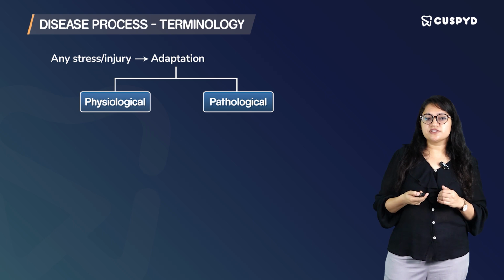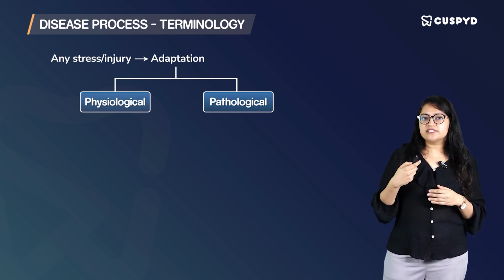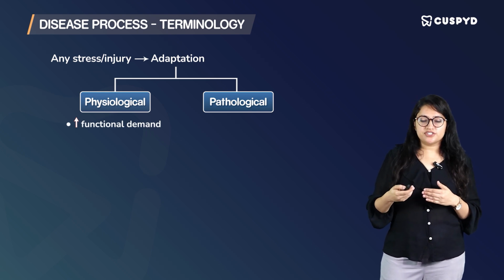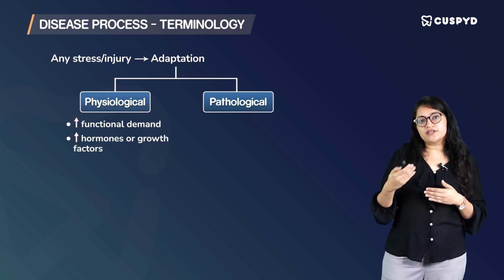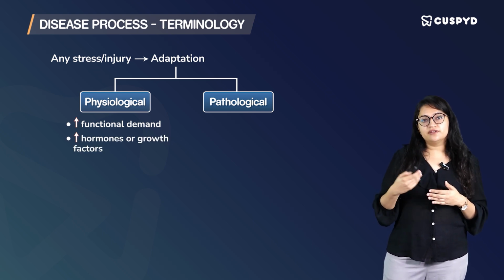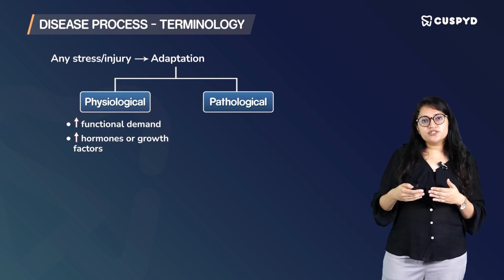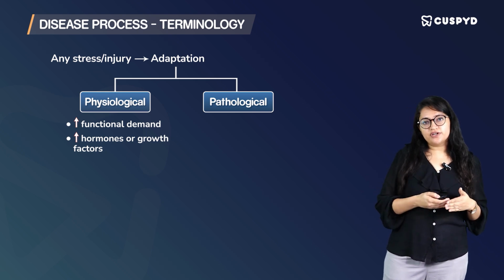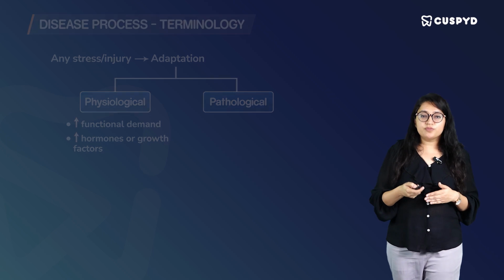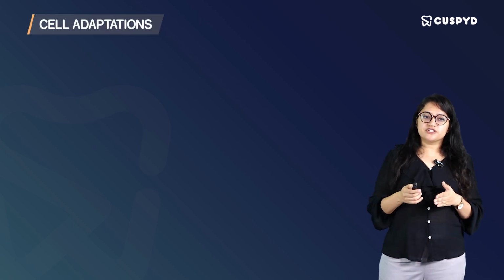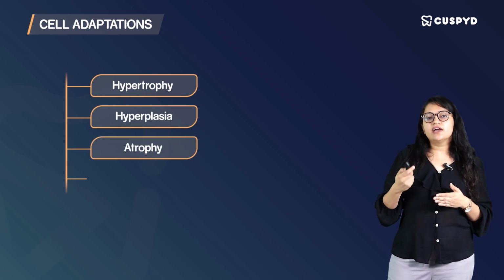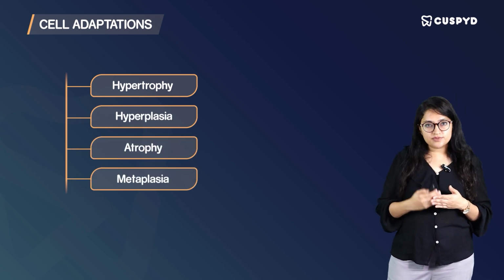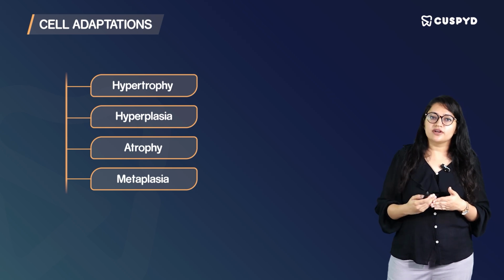Physiological causes of adaptation are when there is an increase in demand because of some physiological changes, like at the time of puberty, because of the increasing hormones, there is breast hypertrophy and other changes in the female body. These are physiological changes where your body is adjusting to the physiological hormones. Before studying all these adaptations in detail, we should know a few terms: hypertrophy, hyperplasia, atrophy, and metaplasia. These are the four main types of adaptations that your cell and your organ have to undergo.